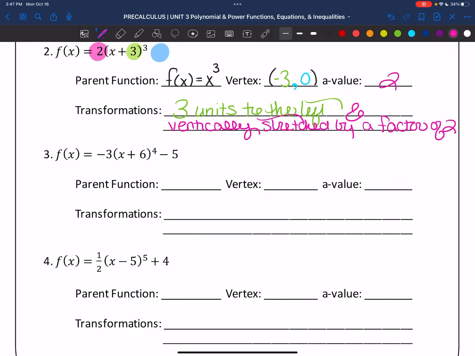Okay, let's think about example number 3 here. Example number 3. What is the parent function for this graph? This is a power function, power 4, and at its most basic, it's just x to the 4th power. Y'all, try it now yourself. What is going to be the vertex of this function? What's the vertex going to be?